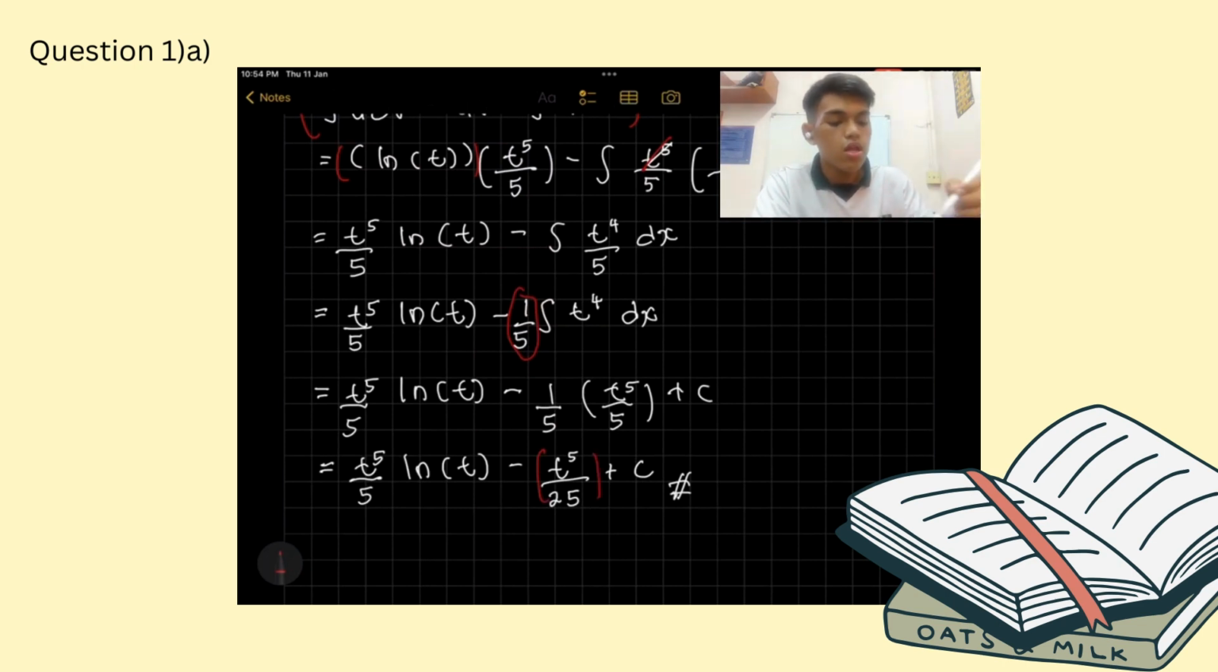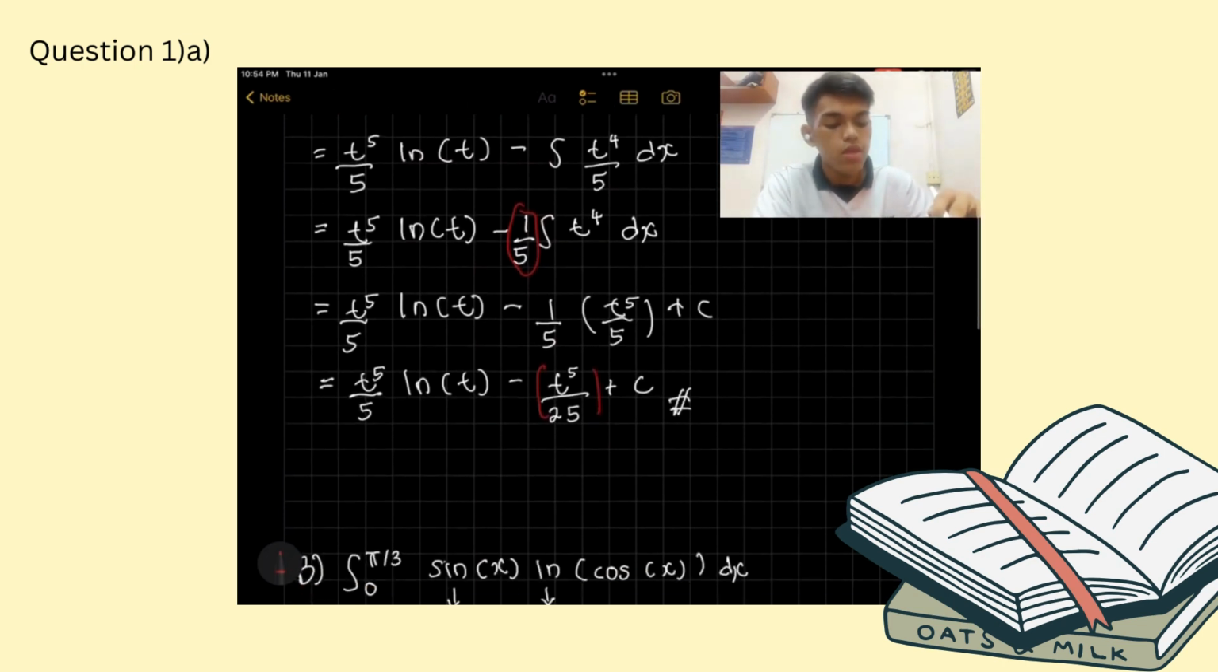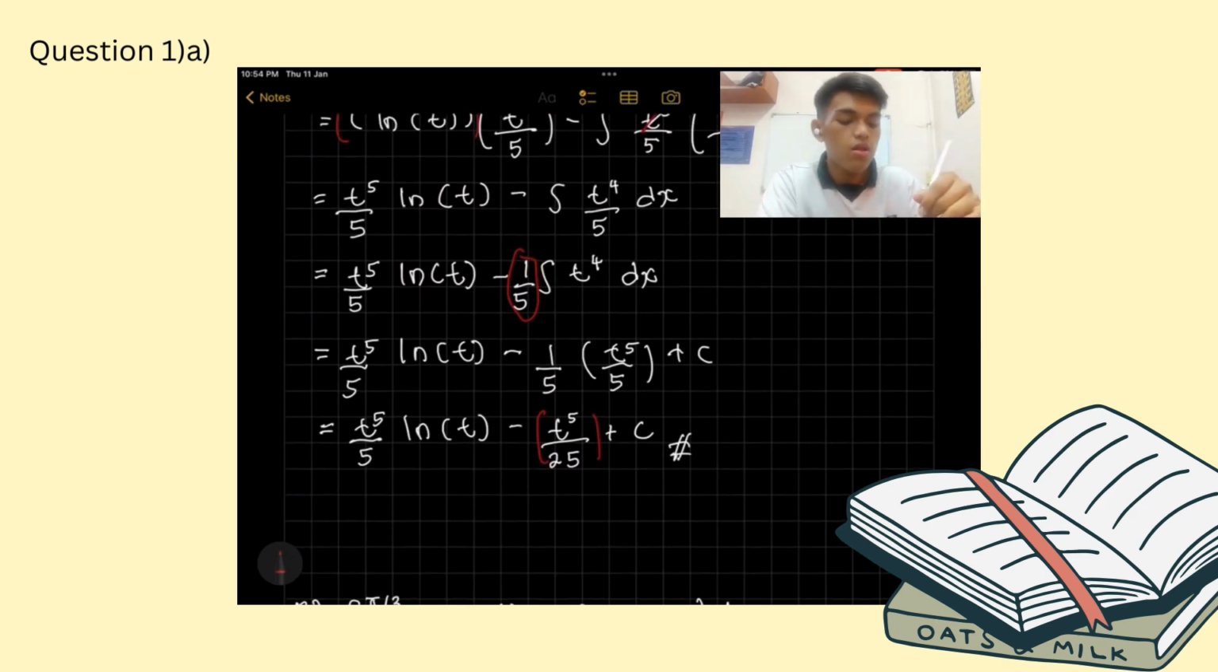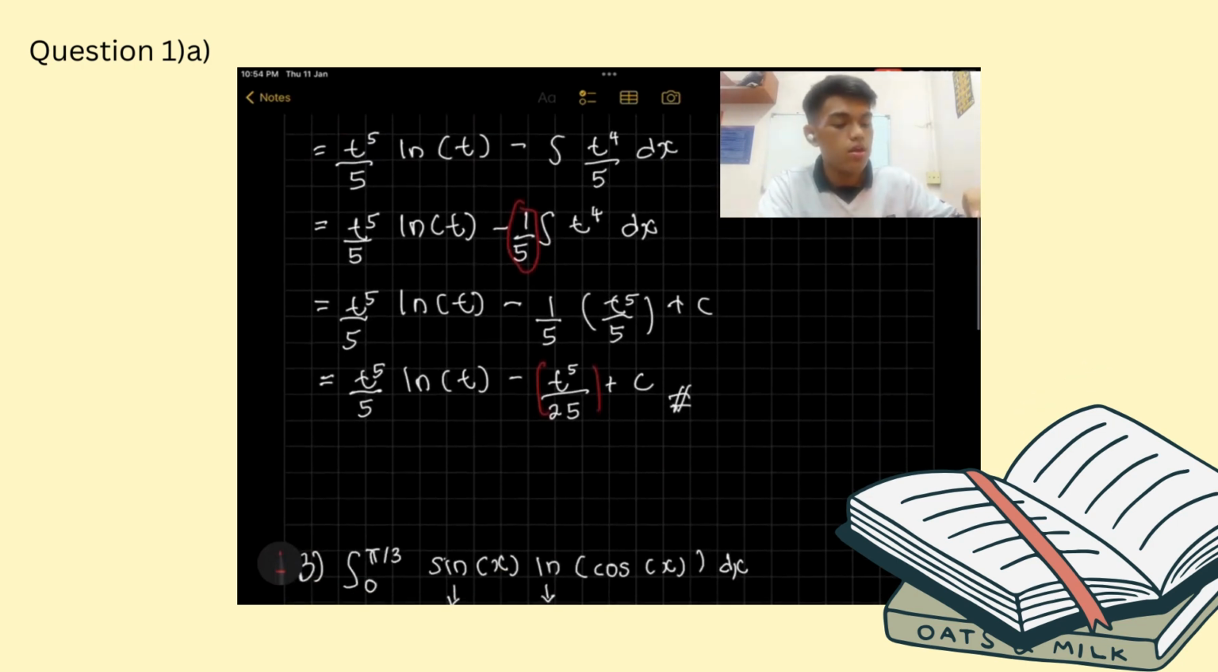So the last answer is t power 5 per 5 ln t minus t power 5 per 25 plus c, because we cannot forget the c. That's all for question 1A.